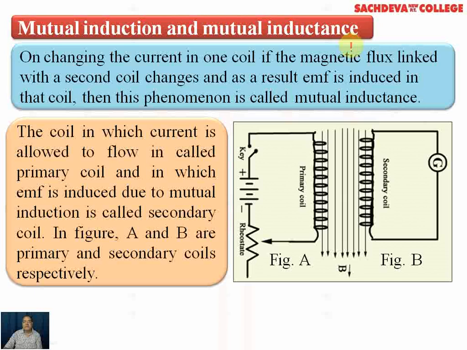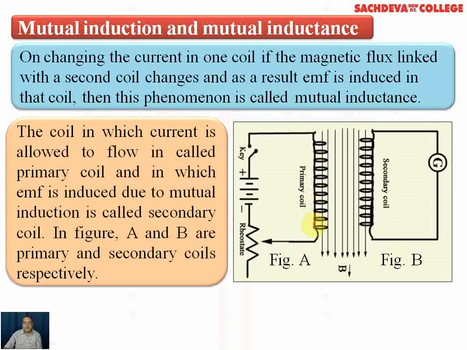Now, in mutual induction, we have to consider two basic circuits. One is the primary circuit and the other is the secondary one. Like in the figure, we find that in the primary coil, a key is connected along with a battery and a rheostat. The purpose of the rheostat is to vary the current by changing the resistance. The moment we press the key, the circuit will be complete, that is, the switch will be on. We find that current will flow in the primary coil.